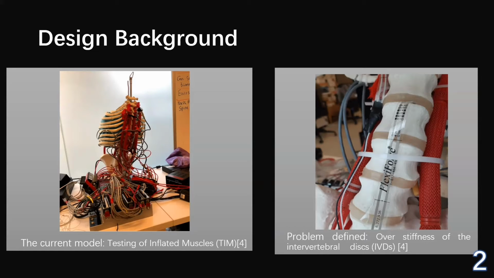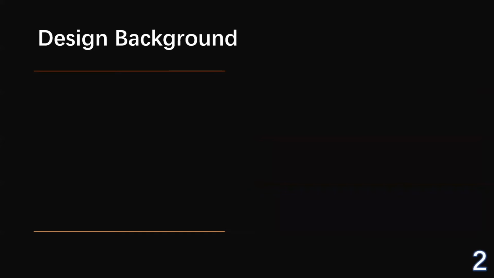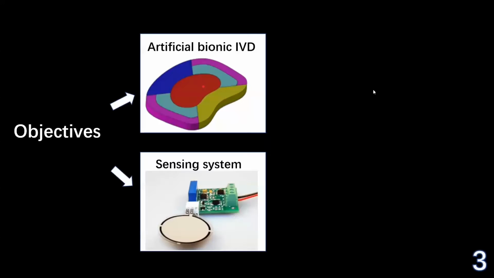However, the discs of the current model are made of hard polymers, which are not capable of modeling the behavior of human IVDs. Therefore, the spine becomes overstiff and cannot move flexibly. In this situation, a better design of human IVDs, which is our design, is accomplished. Our team aims at designing a biomimetic artificial IVD that can model the dynamic response of human IVDs, and a sensing system that can measure the response pressure.